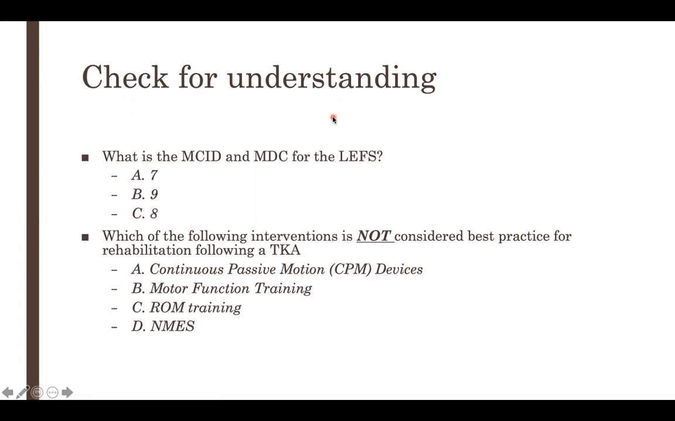So a quick check for understanding. What is the MCID and MCD for the LEFS? So that would be 9 for both of them. That'd be B. So which of the following interventions is not considered best practice for rehabilitation following a total knee arthroplasty? And that would be continuous passive motion devices.